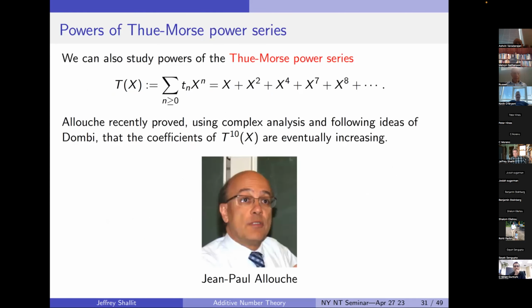Okay, well, back to the 2a Morse sequence. The 2a Morse power series is the power series where the exponents are just the odious numbers. So Jean-Paul Allouche proved, using more traditional methods of analytic number theory, that the coefficients of t to the 10th of x, so the 10th power of t of x, are eventually increasing.